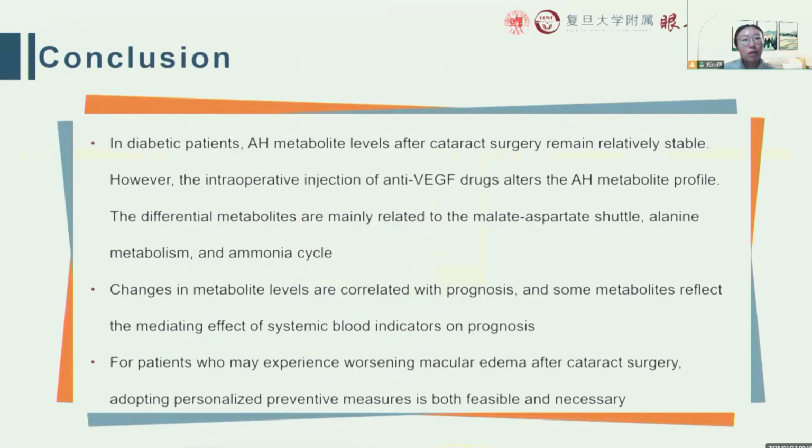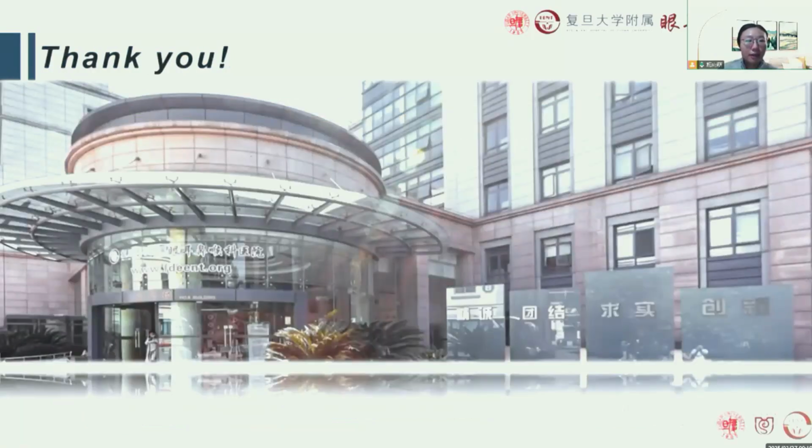So in conclusion, we found that in diabetic patients, aqueous humor metabolite levels after cataract surgery remain relatively stable. However, the intraoperative injection of anti-VEGF drugs during the surgery can alter the aqueous humor metabolite profile, and differential metabolites are mainly related to these 3 pathways. And changes in metabolite levels are correlated with prognosis, and some metabolites reflect the mediating effect of systemic blood indicators on prognosis. And for patients who may experience worsening macular edema after cataract surgery, we suggest adopting personalized preventive measures such as anti-VEGF treatment. So thank you.